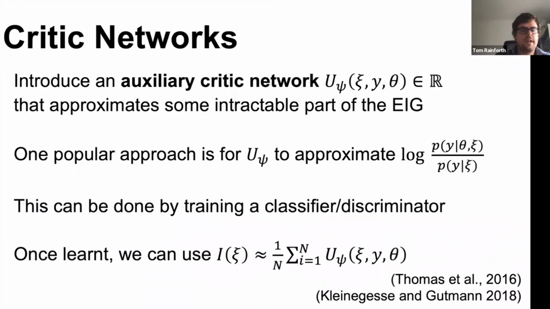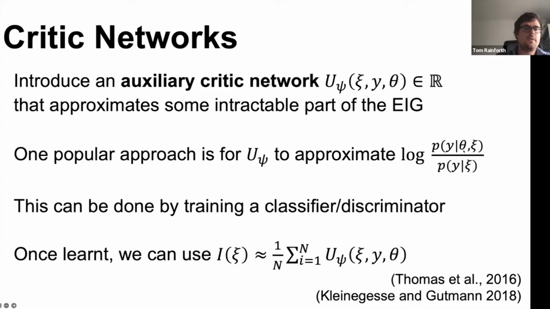So the way this is usually done is by introducing what is known as a critic network or an auxiliary critic network. And that is essentially another thing that we learn as we're going. It will take the place essentially of the likelihood, and we can use it to learn that instead, and therefore avoid ever actually having to evaluate the density of the likelihood. Probably the most popular and common approach when we're using critic networks is to approximate the log ratio. So we've got the log ratio of the likelihood over the marginal likelihood. Remember that the expectation of this is the EIG. So we're approximating the term in the integrand.